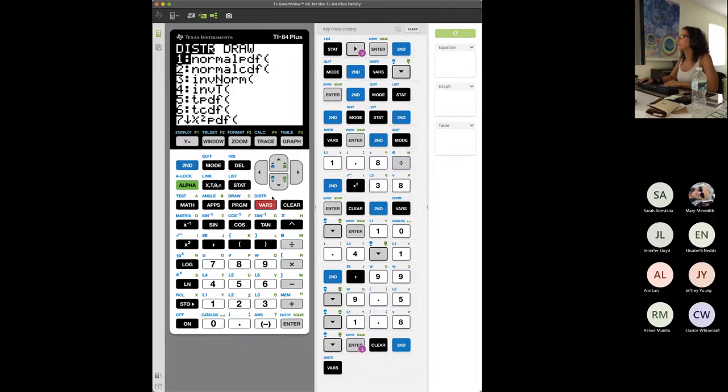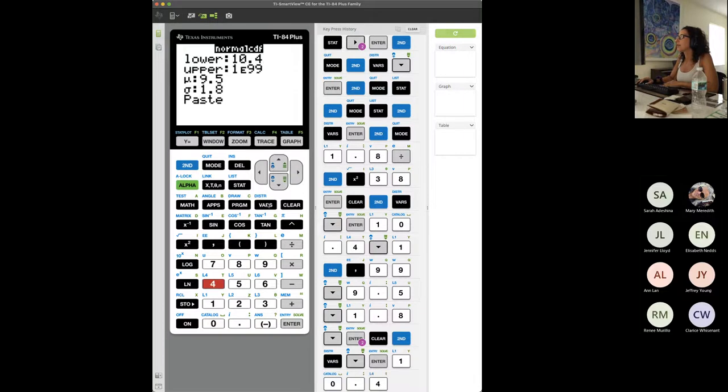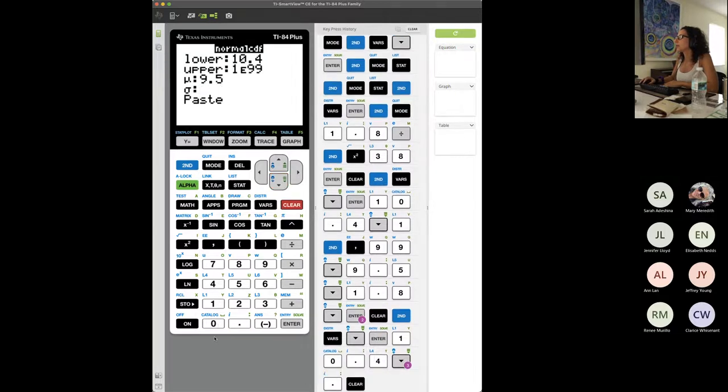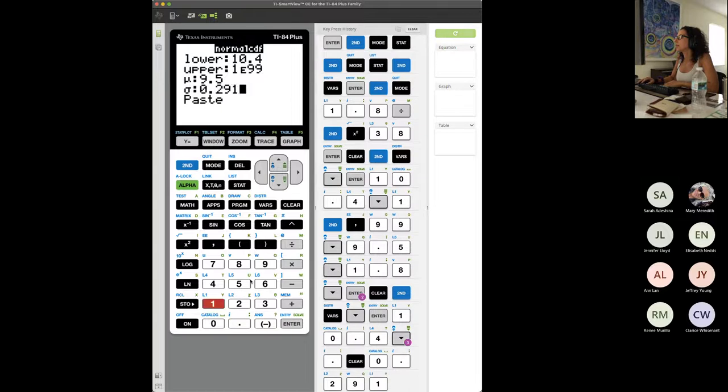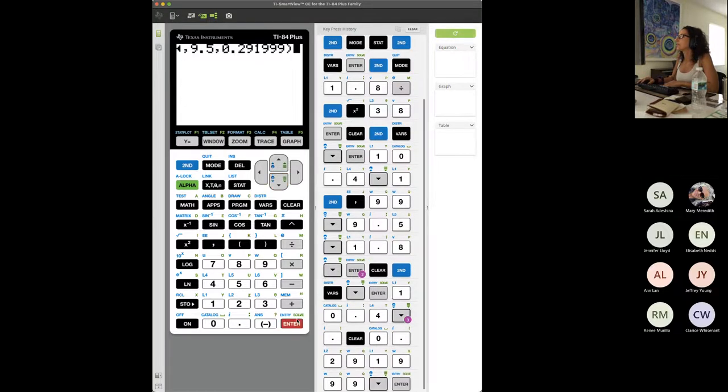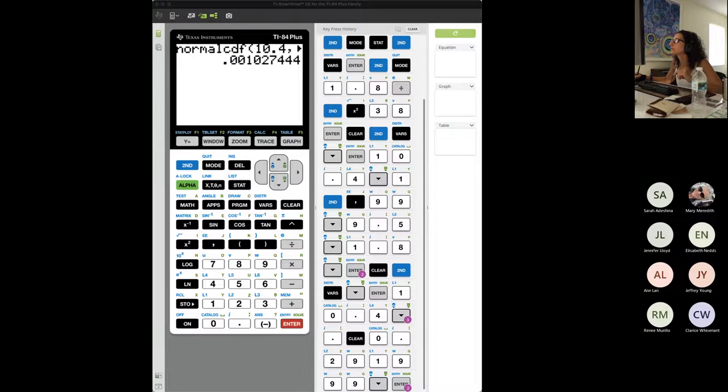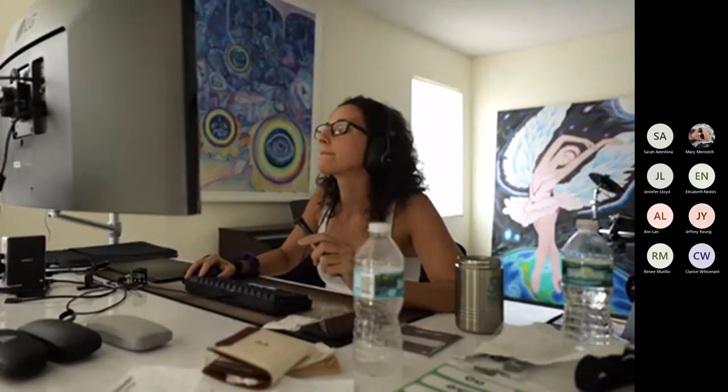So second bars, normal CDF. My lower bound was 10.4. My upper bound is still a positive large number. My mean was 9.5 still, but my standard deviation changed, 0.29199. And so my area is going to be a little bit different because it's on a different distribution. Approximately 0.0010, rounding to four digits.